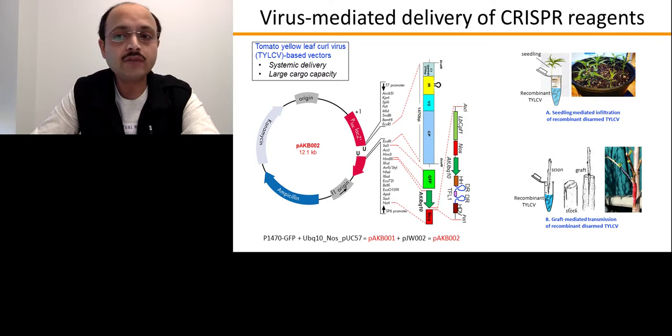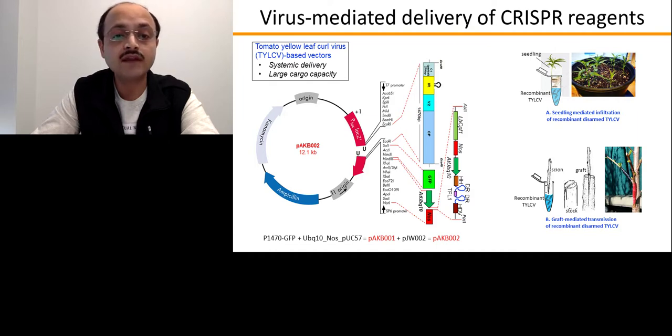So another delivery method, as I mentioned, is we can use viruses as a carrier of these genome editing reagents. The virus selection is based on two things: the cargo capacity of the viral particle, and the host range. So we selected tomato yellow leaf curl virus, or TYLCV, a disarmed version of the virus. It does not cause disease, but it can actually deliver the cargo.